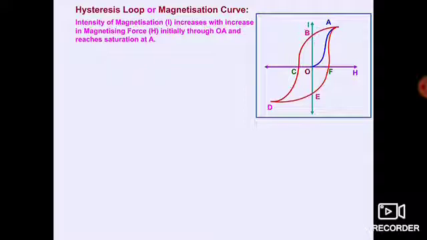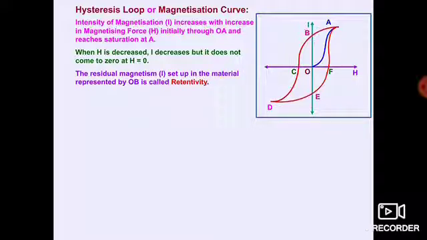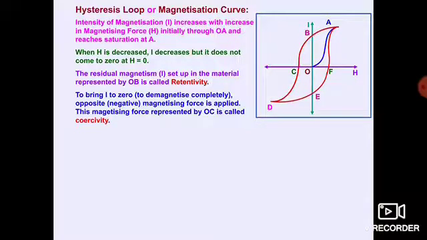So intensity of magnetization I increases with increase in magnetizing force H initially through OA and reaches around saturation at A. When H is decreased, I decreases, but it does not come to 0 when H is equal to 0. The residual magnetism set up in the material, represented by OB, is called retentivity. To bring I to 0, to demagnetize completely, an opposite negative magnetizing force is applied. This magnetizing force represented by OC is called coercivity.